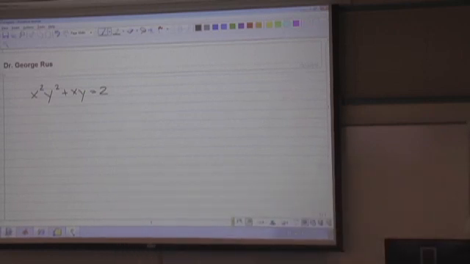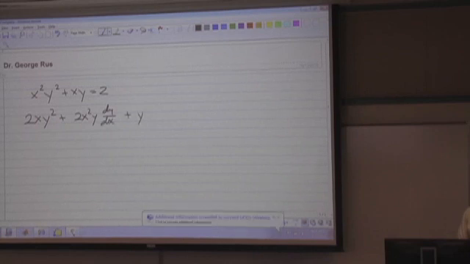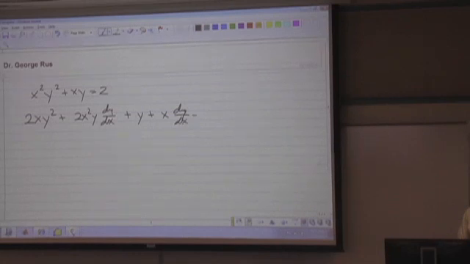And so we're supposed to find the slope of the tangent line, or we're supposed to find the points where the tangent line has a slope of -1. So if you take derivatives on both sides, implicit differentiation, you'll have 2xy squared plus 2x squared y dy/dx plus y plus x dy/dx is equal to 0. Does that make sense?